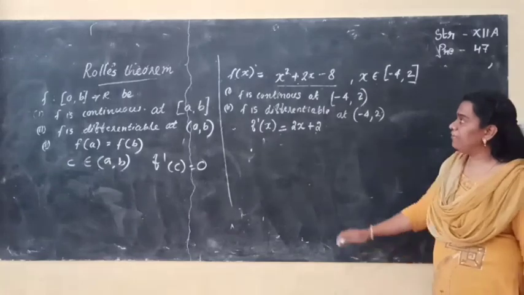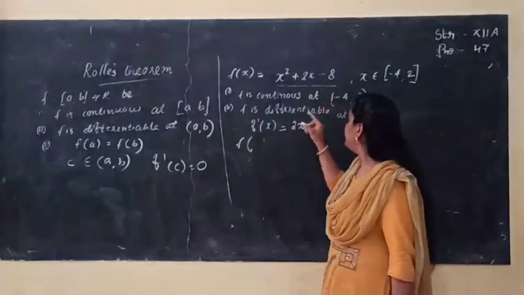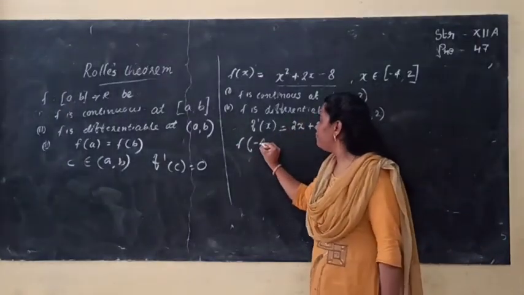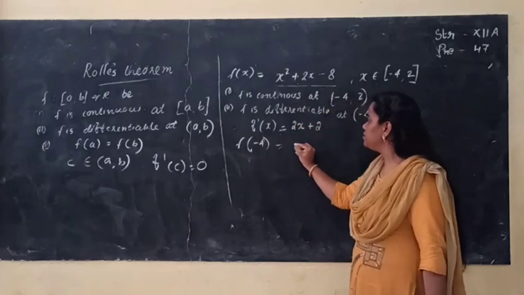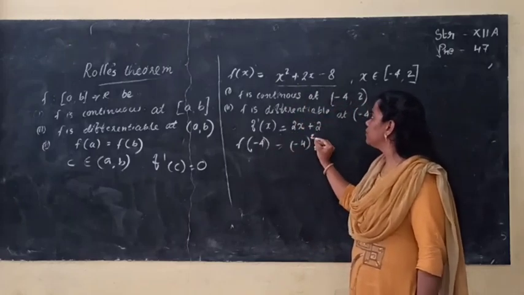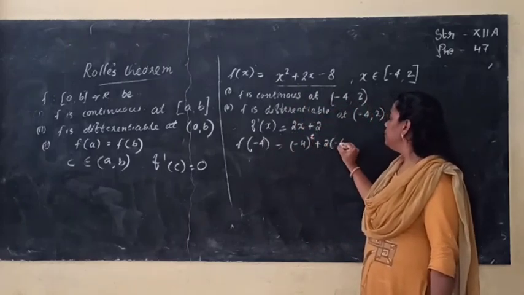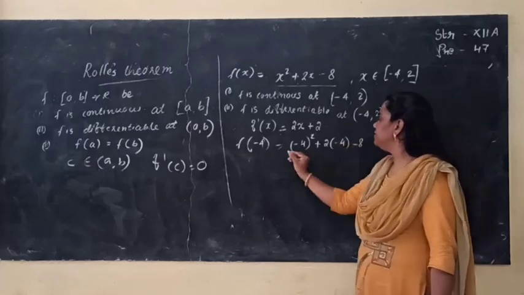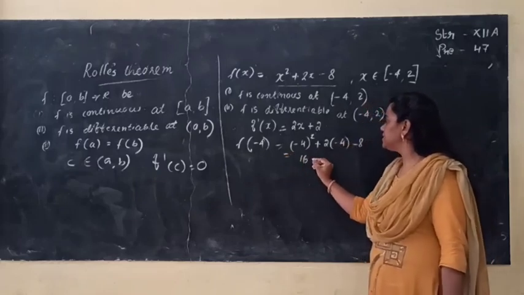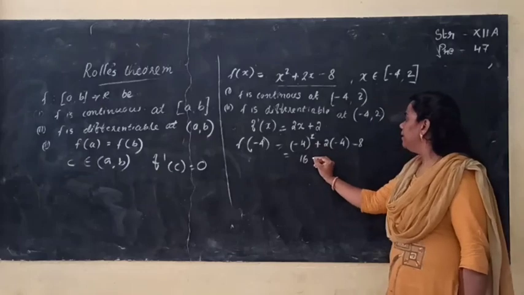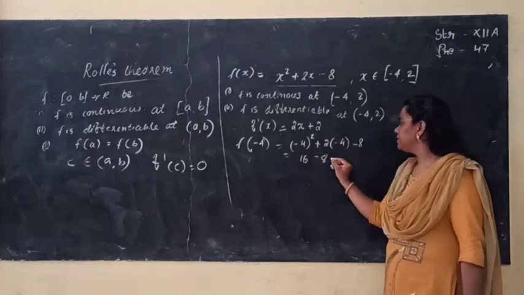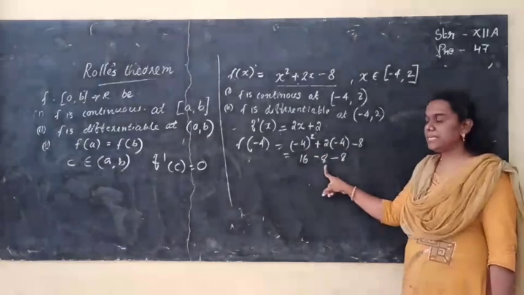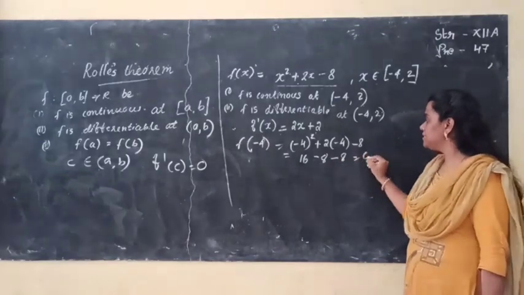And what is f of a? Instead of a, here, what is f of minus 4? f of minus 4 is minus 4 square plus 2 into minus 4 minus 8. Minus 4 square is 16, plus 2 into minus 4 is minus 8, minus 8. 16 minus 8 is 8, and 8 minus 8 is 0.